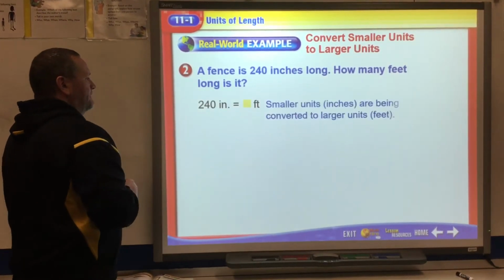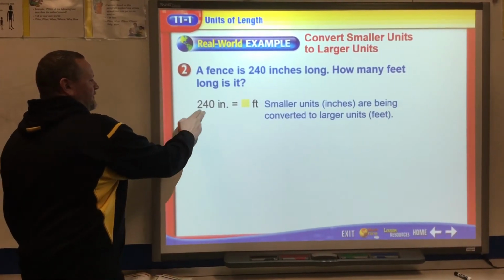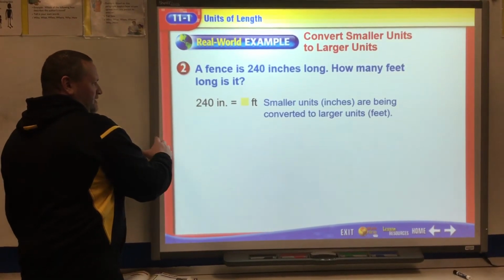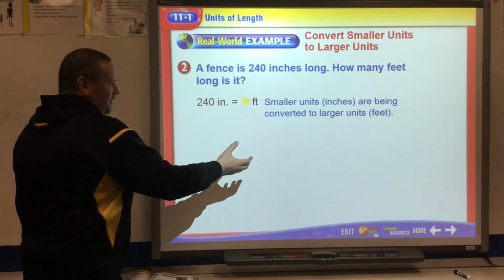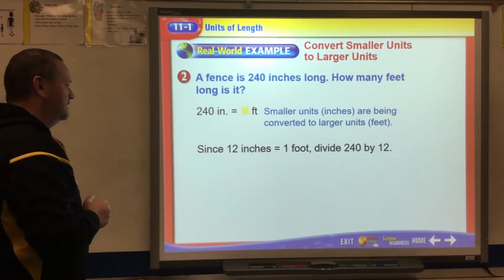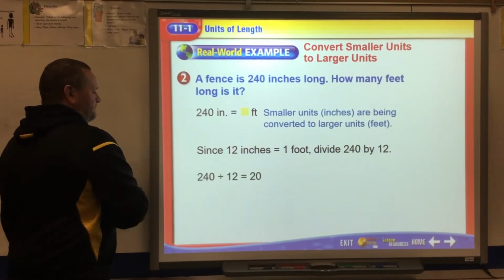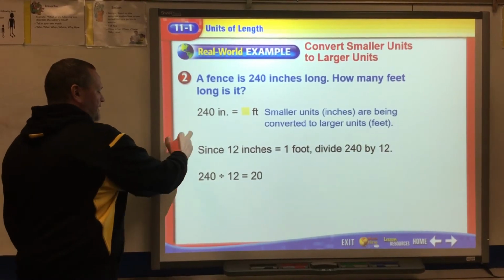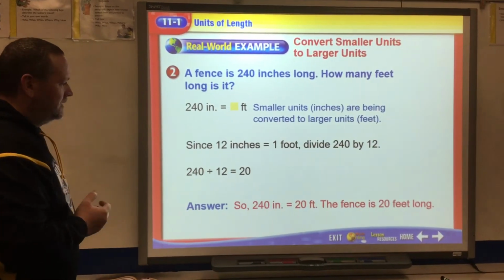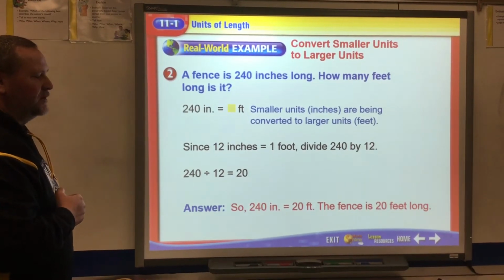So we're going from inches to feet, a smaller unit converted into a larger unit. So you would have to divide 240 by 12. Okay? 240 divided by 12 is 20. So 20 feet. The fence is 20 feet long.